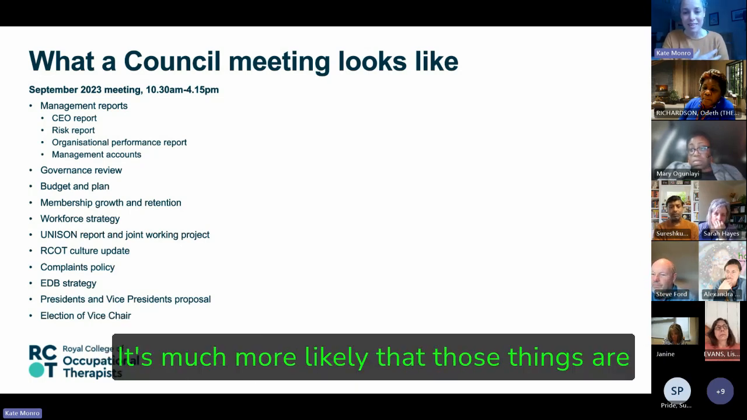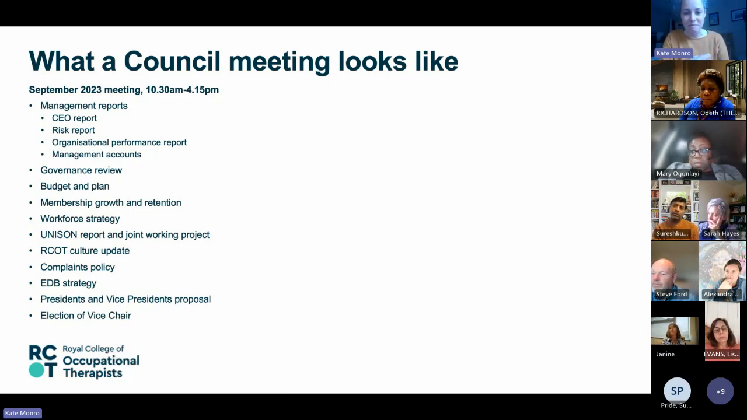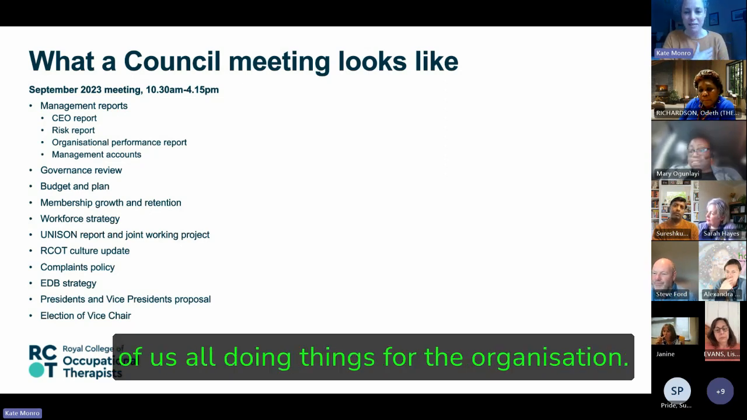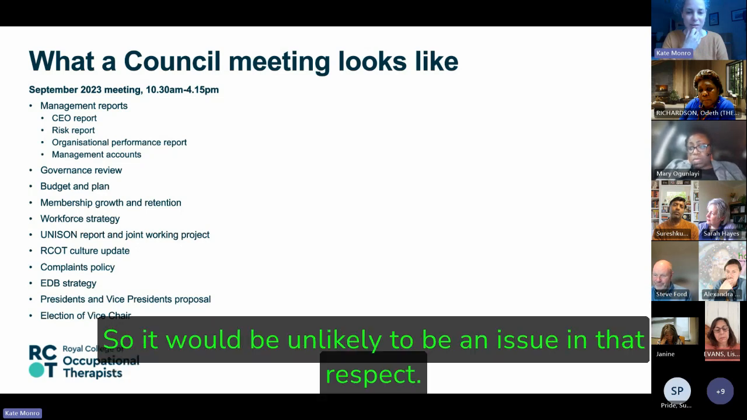It's much more likely that those things are in synthesis and all acting, part and parcel, of us all doing things for the organisation. So it would be unlikely to be an issue in that respect.